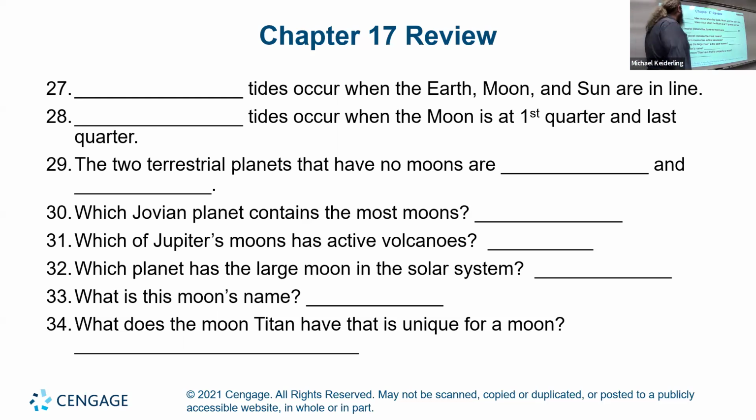The one of Jupiter's moons that has lots of active volcanoes is Io, the most volcanically active place in the solar system. The planet that has the largest moon in the solar system is Jupiter. That moon is called Ganymede. What the moon Titan has that is unique for a moon is a dense atmosphere. And Titan is Saturn's biggest moon.